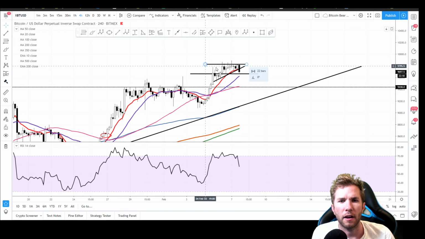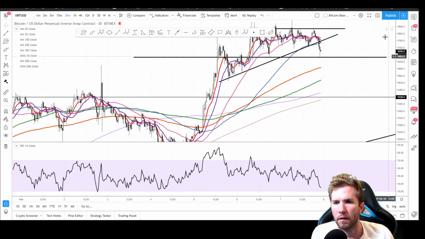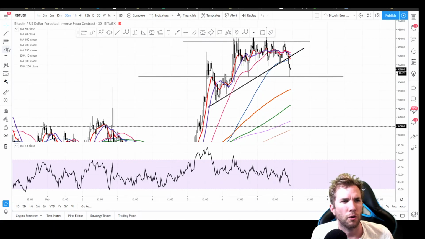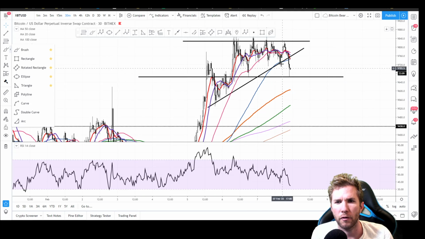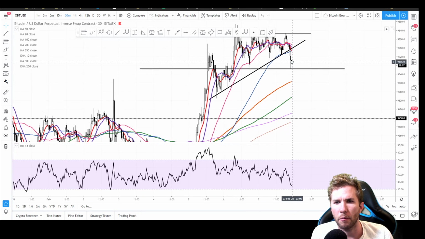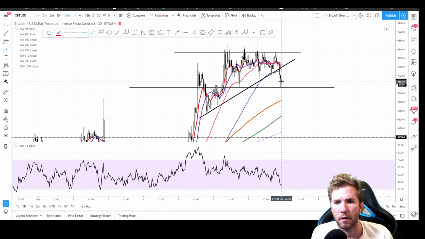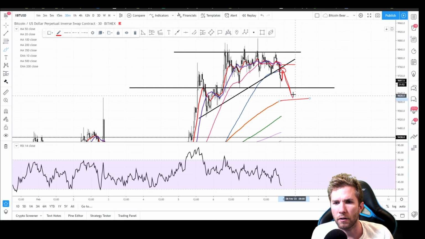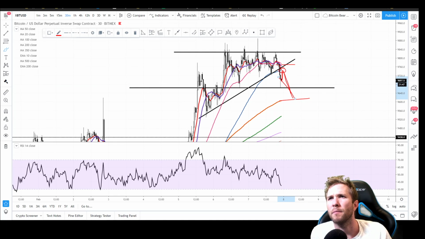So again, we broke down from this little triangle. A good short zone here, because this 100 moving average was so key, is if we come back up like this to test it. That would be a decent short confluence around 97.45 with just a nice tight stop above. But if you get short like that, then again we can look to see this 200 EMA possible bounce. So something to watch for.